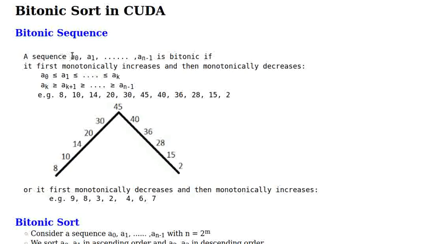A sequence A sub 0, A1, and so on up to A sub N minus 1 is bitonic if the sequence first monotonically increases and then monotonically decreases. That means for some k, we have A sub 0 smaller than or equal to A1, and so on, smaller than or equal to AK. So this monotonically increases. And then AK is larger than or equal to AK plus 1, larger than or equal to and so on, larger than or equal to AN minus 1. So this monotonically decreases.